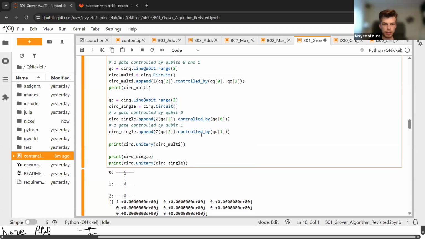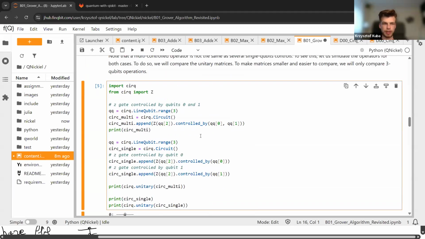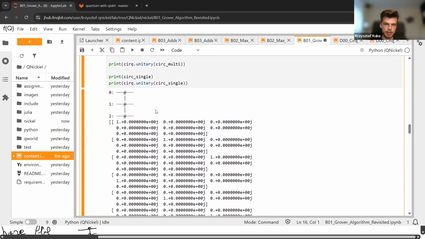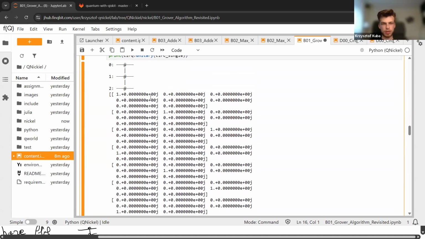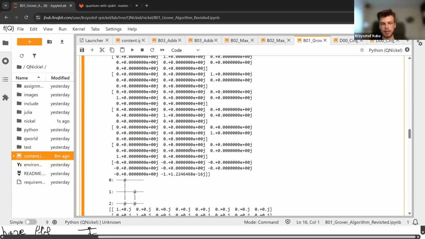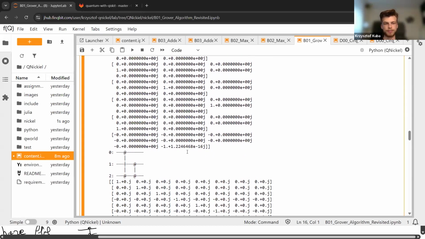Now we can look for the implementation of this matrix form, as I showed you before. With this matrix representation of the simple multiple controlled Z gate, we have a matrix that's quite ugly printed, but you can see that on the diagonal we have ones, and only the last one is -1. So this confirms that this is our desired circuit.